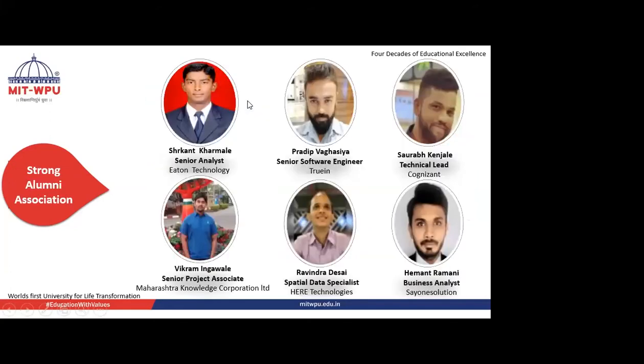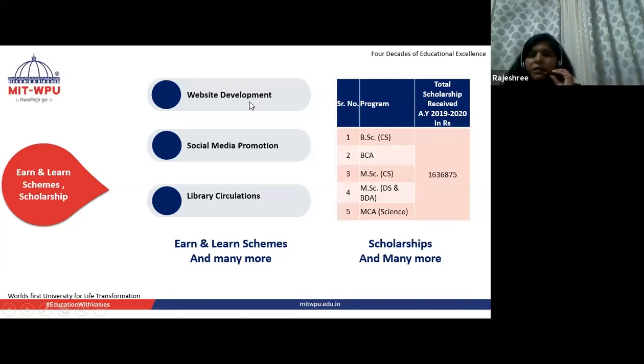Thank you. As I discussed, there are 11 components which stand differently from the others that I have already explained in my slide. This is one more slide I want to share with you, on how you can earn and learn. At our campus, we have some options available. You can participate in website development, in social media promotion activities, or in library circulation, and you can learn something from these activities. Once you get admitted, you can apply for these types of schemes, the earn and learn scheme.